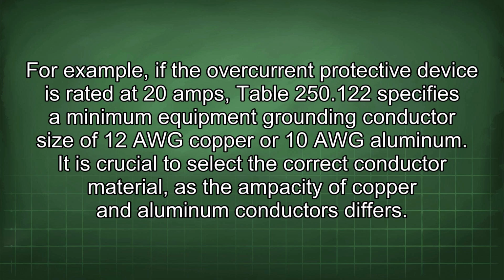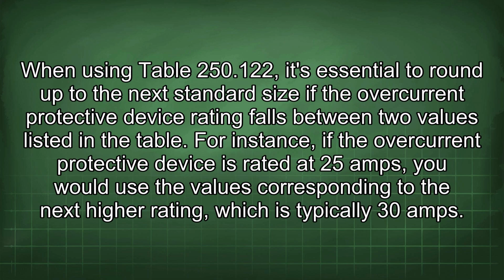It is crucial to select the correct conductor material, as the ampacity of copper and aluminum conductors differs. When using Table 250.122, it's essential to round up to the next standard size if the overcurrent protective device rating falls between two values listed in the table. For instance, if the overcurrent protective device is rated at 25 amps, you would use the values corresponding to the next higher rating, which is typically 30 amps.